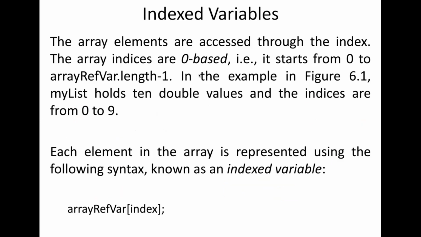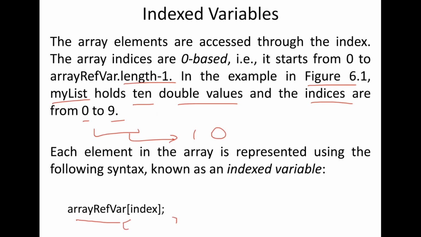We talked about this, that array indexing starts with 0 and ends with length minus 1. In the prior examples, or in the separate figures from your textbook, myList holds 10 double values with indices ranging from 0 to 9 for a total of 10. You can access each element through the array reference name, bracket notation, plus the index value. For example, if you want to add the beginning element and the very last element of the array, you will simply write, assuming arr is the name of the array, arr index 0 plus arr index 9.